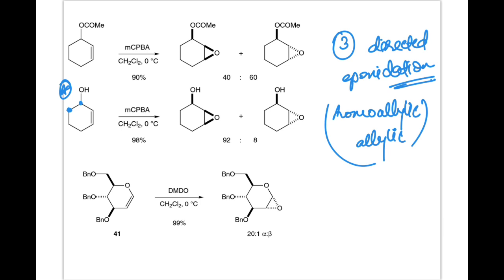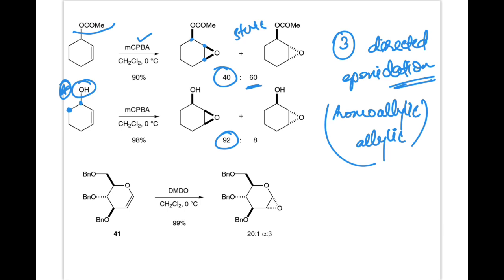So you see here in the first example where there is a bulky group present on the allylic position, you are getting only 40% of the epoxidation on the same side of this ester group and 60% on the opposite side. This is majorly driven by the steric reasons, steric hindrance. However, when there is an OH present, 92% on the same side and only 8% on the opposite side.